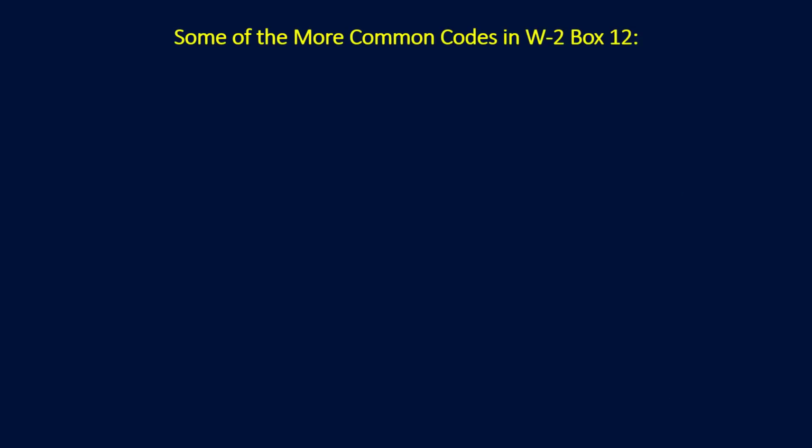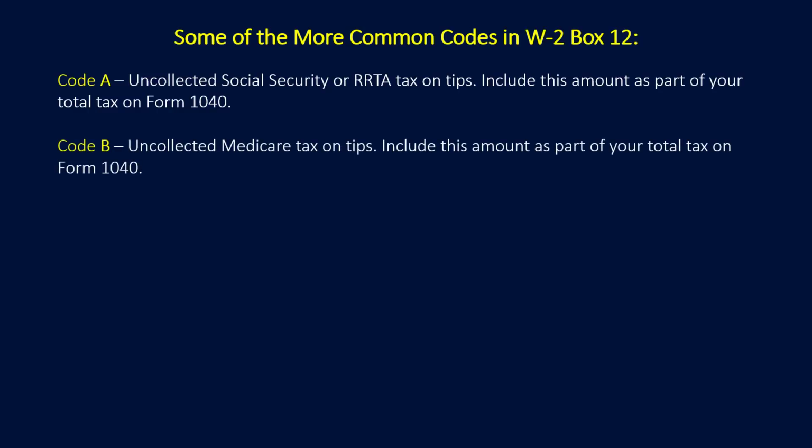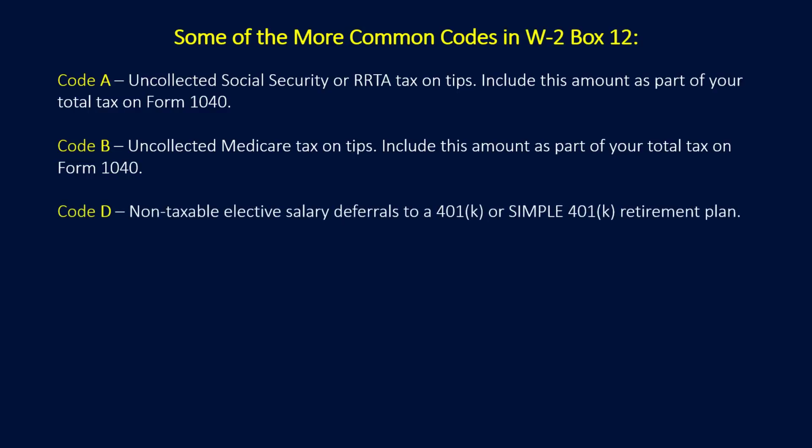Some of the more common codes that you'll find on a W-2 box 12. Code A represents uncollected Social Security or railroad retirement tax on tips. You include this amount as part of your total tax on Form 1040. Code B is uncollected Medicare tax on tips. We include this amount as part of the total tax on the 1040. Code D is non-taxable elective salary deferrals to a 401k plan. So that's what we just saw on that W-2.